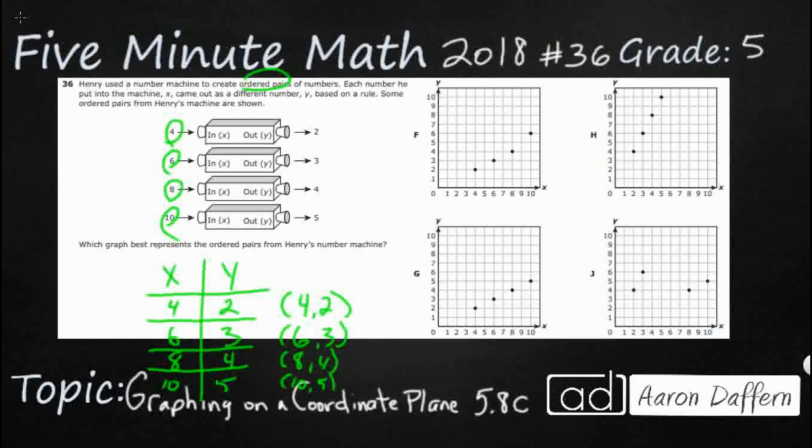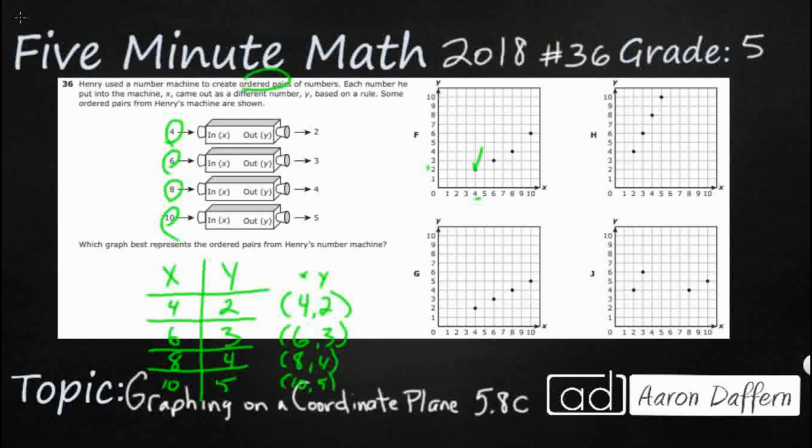But we're not looking for the rule. We are looking for which of these graphs, F, G, H, or J, best represents this. So let's just take this right here, and let's look at our X and our Y. And so let's start with F. So F, we've got 4, 2. I'm going to put a little check mark. That first one is good.